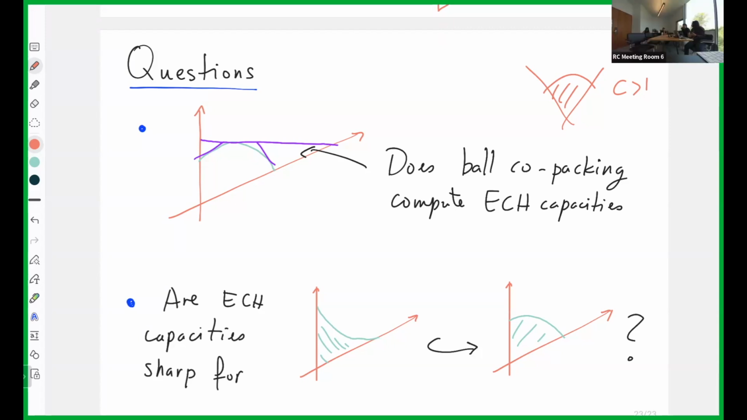Do you have something similar to the condition of being monotone, so that all capacities coincide in this case, or something? That's a very good question. I don't know. I thought about it yesterday, actually, when I was preparing the talk. I think, no, I guess the answer is no.